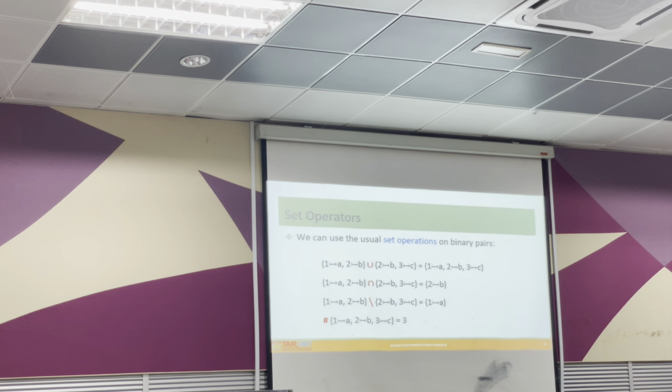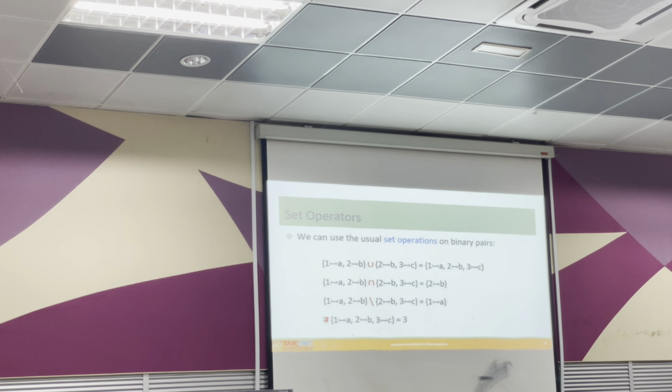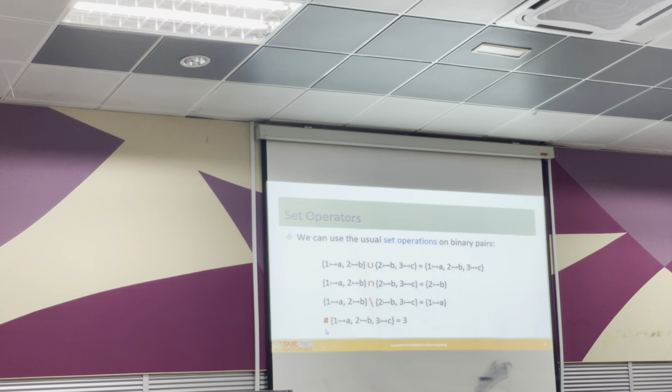So, operators. Before this, you have looked at union, intersection, backslash, whatever. I hope that you know how to use union, how to use backslash: union for add, backslash for remove, and so on, and then cardinality or hashtag. You can still use this with your relation data, whatever that you have learned previously.